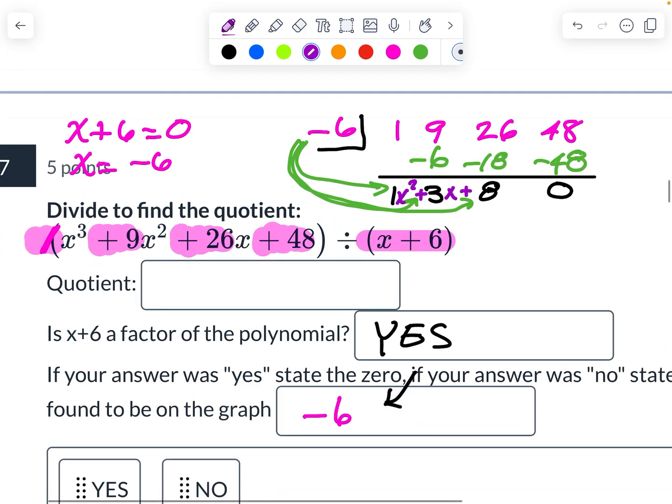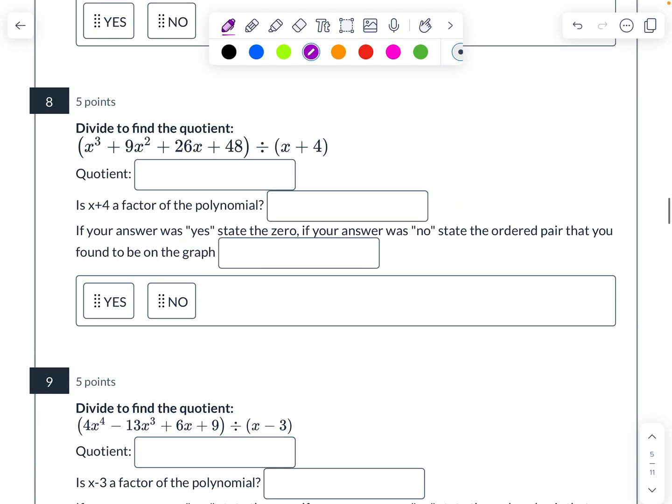And I am not writing the 1 in front of that x squared because I am a big kid now, and I know not to do that. So I'm going to write x to the power of 2 plus 3x plus 8. That is it. And if there is not a remainder, don't put plus 0 divided by x plus 6. That's also annoying. All right. Okay. Number 8.